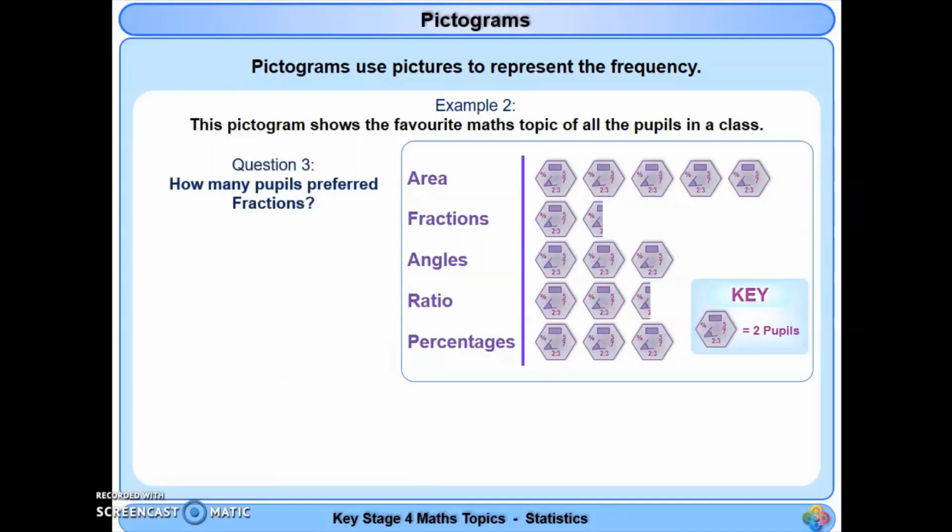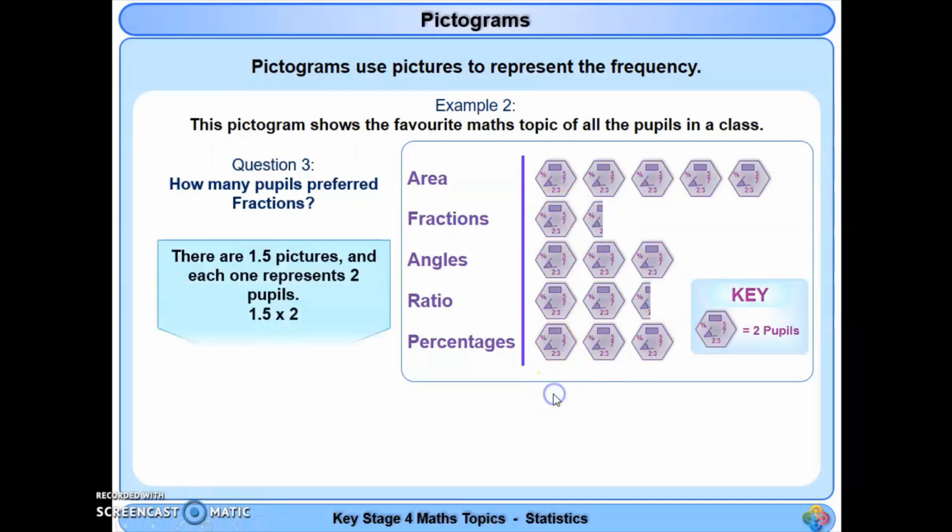How many pupils preferred fractions? So this time we're dealing with a half image. So we've got this full image representing 2, therefore half an image will just represent 1 pupil. So for fractions, we could do an addition, 2, add 1, giving me 3 students. We could also do a multiplication, 1.5 images multiplied by 2 pupils also gives me 3.